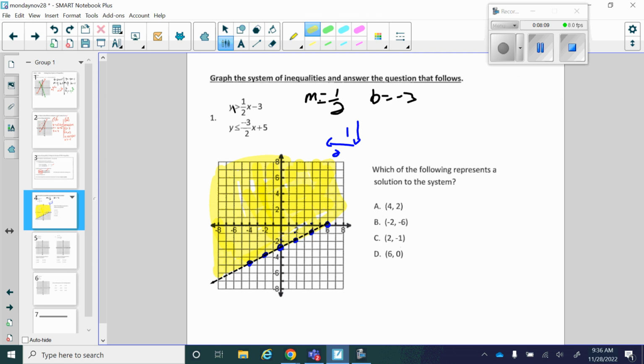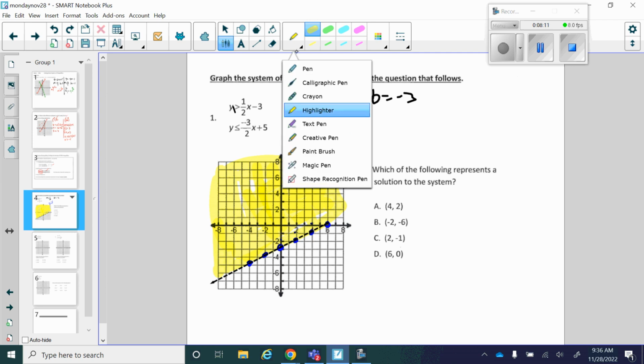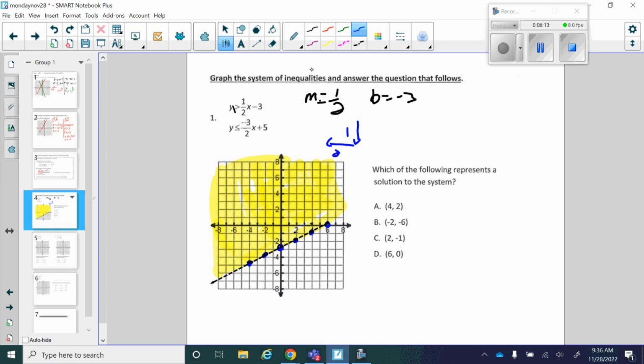Let's do the second line now. Now I'm going to have m is equal to -3/2. That means I'm going down 3 and to the right 2. That's what it means. And my starting point b is 5. Let's find 5.